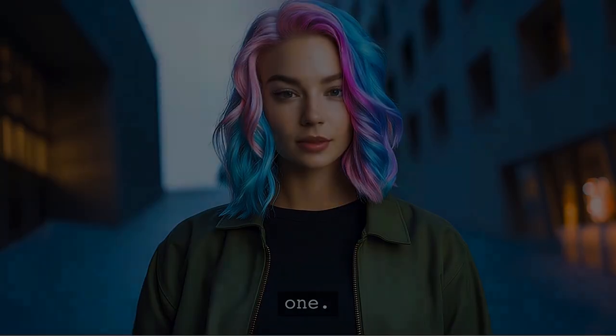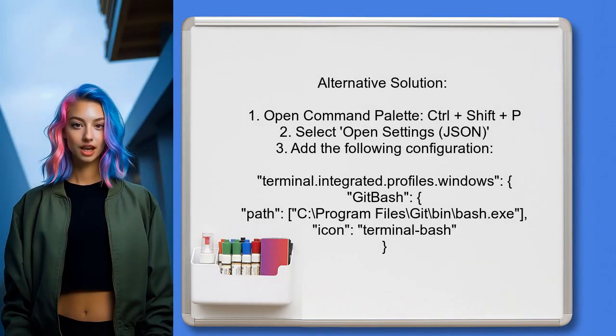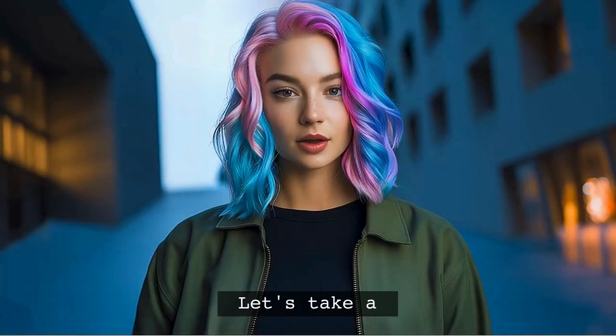Let's explore another one. An alternative solution shared by another user involves editing the settings.json file in Visual Studio Code. First, open the command palette by pressing Ctrl, Shift, and P together. Then, type Open Settings.json and select it. Next, add a specific configuration for Git Bash. Instead of using Git Bash as the name, use Git Bash to avoid issues. This change allows you to set the path correctly. That's all on that answer. Let's take a look at another one.